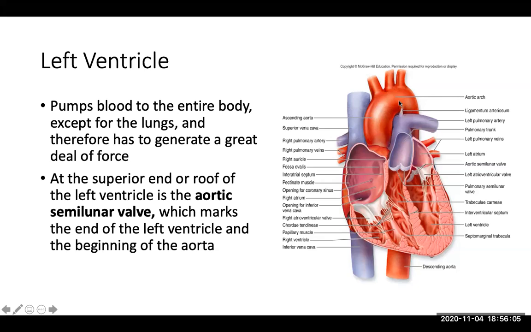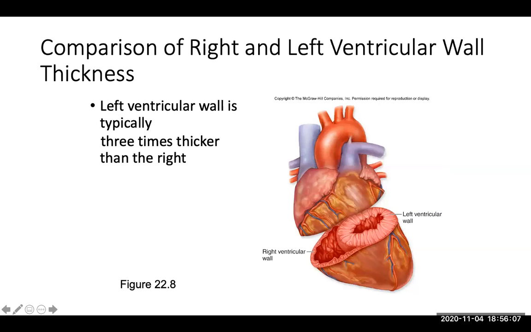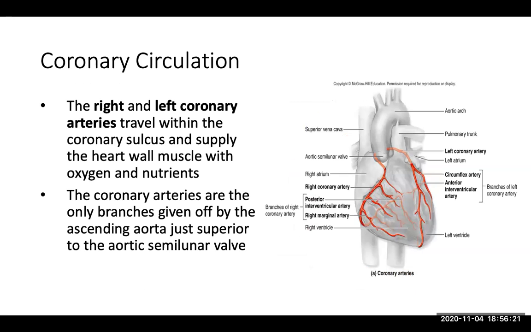of the aorta. And if we look at the comparison of the right and left ventricular wall, the left ventricle is about 3 times thicker than the right because it needs to generate more force of contraction to pump the blood out of the aorta and into all the body system cells.